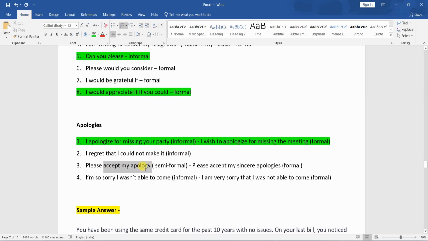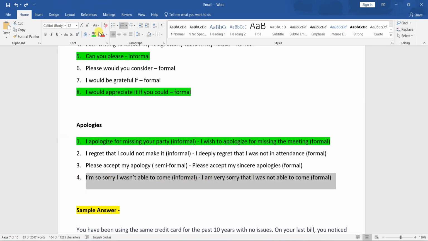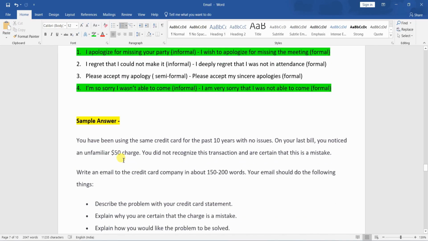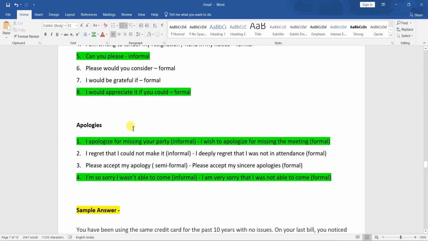Please accept my apology. Please accept my sincere apologies. Very little difference. I am so sorry I wasn't able to come. Informal. I am very sorry that I was not able to come. This is formal. Go for first one and fourth one. Don't go for this. Here you can go for. No, leave it. That's all, guys.